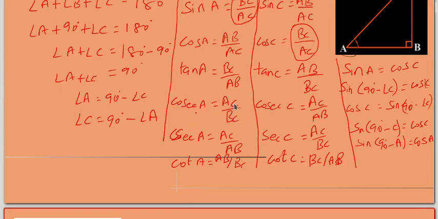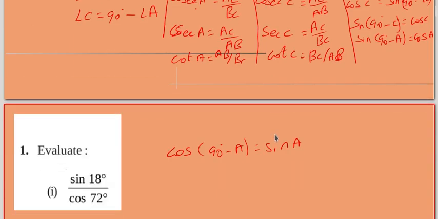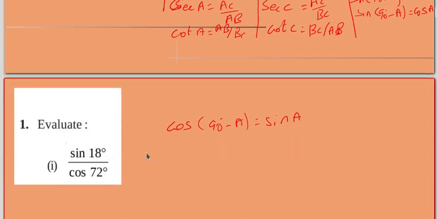See, look at this cosecant. Cosecant A is what? AC by BC, no? That AC by BC is secant C. So cosecant A equals secant C. In place of A, if we write 90 minus C, so cosecant of 90 minus C equals secant C. Cosecant of 90 minus angle C is secant C.